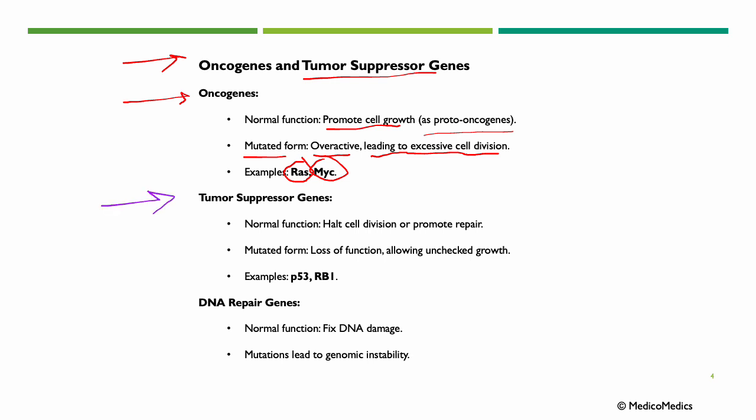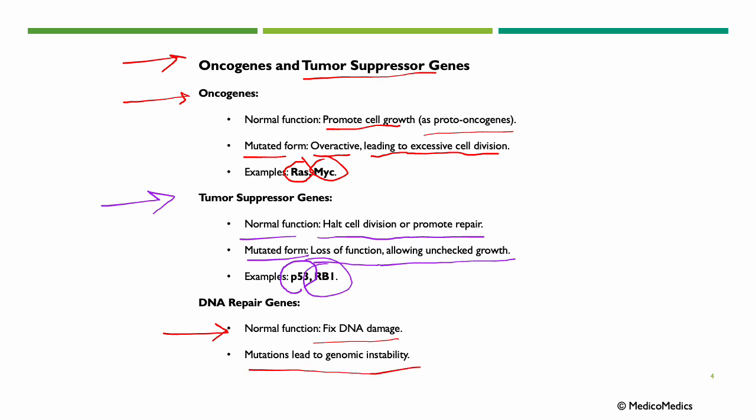We then have tumor suppressor genes. Their normal function is to halt cell division or promote repair. If it's mutated, it loses its function, so it allows for unchecked growth. Examples of tumor suppressor genes are p53 or RB1. And then we have DNA repair genes. Their normal function is to fix DNA damage. Mutations can lead to genomic instability. So oncogenes are like a gas pedal stuck down, while tumor suppressor genes are like brakes that have failed.